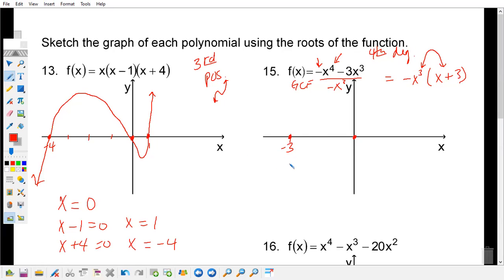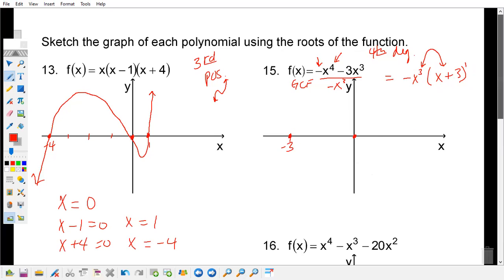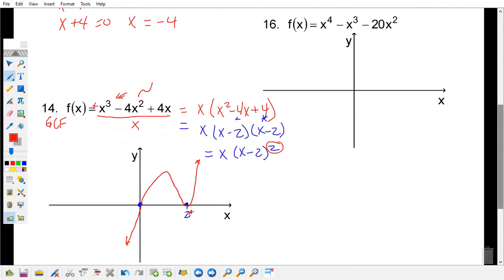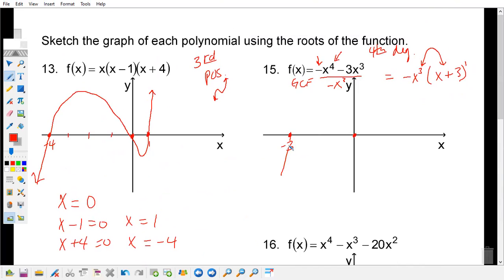So when we look here and we graph, we have to go through negative 3 and we have to go through 0. That's because they have odd multiplicities, right? A multiplicity of 3, I have to go through. Odd numbers, you go through them. Even powers, you're going to touch them. So I'm going to go through. It's not going to be as curved as a quadratic.